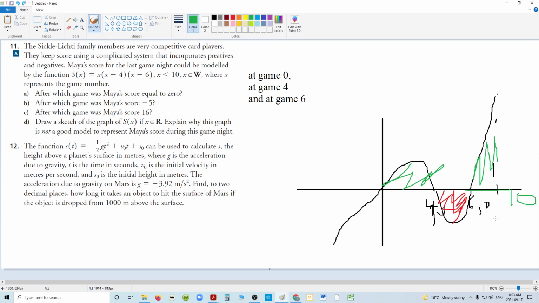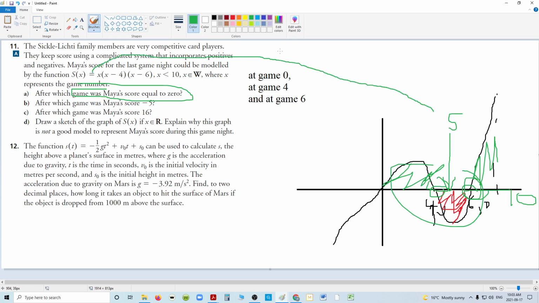Well, that's more interesting. So we can see that -5 occurs somewhere in between 4 and 6. Now, since we count games as 1, 2, 3, 4, 5, and since we know 4 and 6 hit 0, it's safe to say, since this is the only negative zone, that it's 5. This is where having a graph helps us realize that since we're talking about whole games, you don't have a 4.6 game, we would plug 5 into here. So we get 5 times 5 minus 4, which is 1, times 5 minus 6, which is minus 1. 5 times 1 is 5, times minus 1 is minus 5.